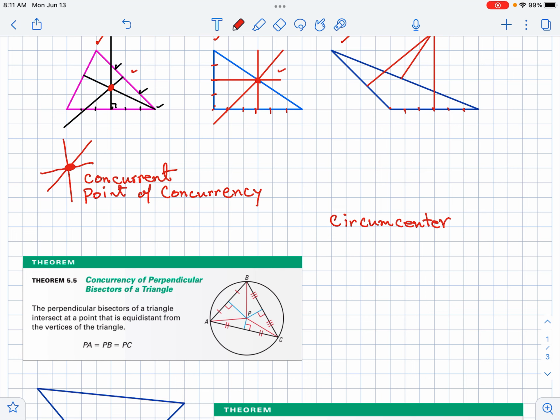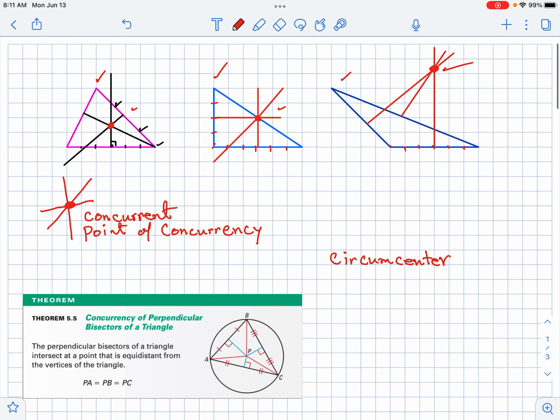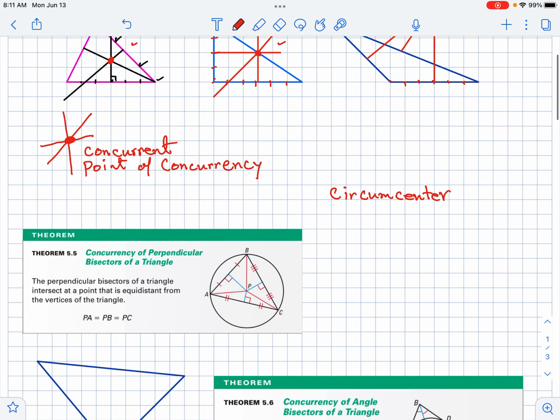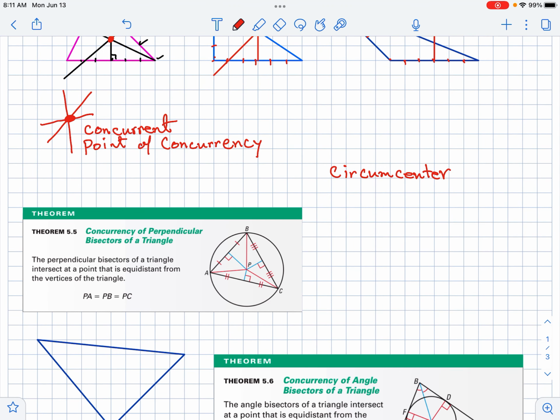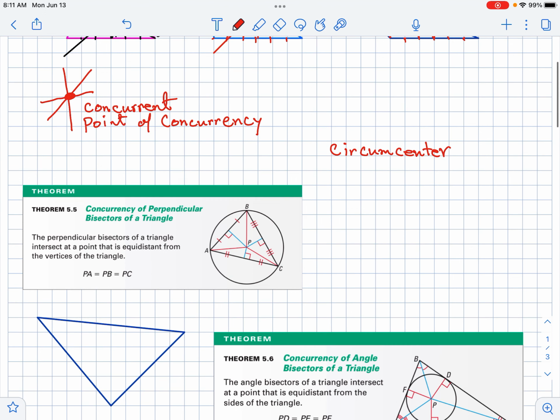Of the triangle. I keep saying circle. The circumcenter of the triangle. Now, we want to take note of some properties. When we intersect all three of these sides, we get a point, the circumcenter of the triangle, and it has this property.